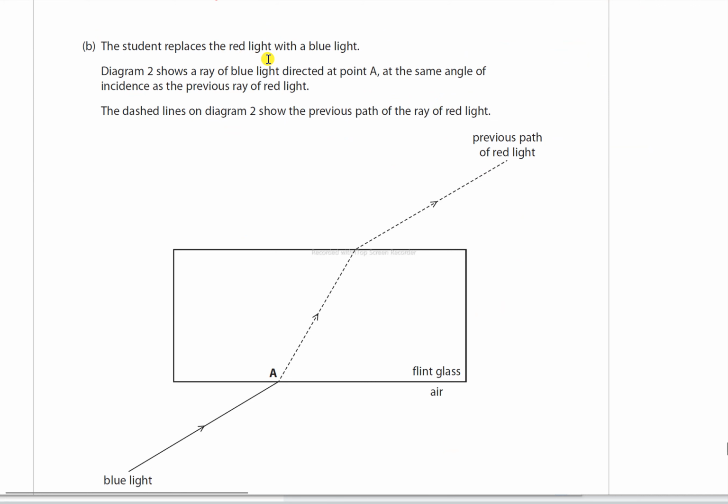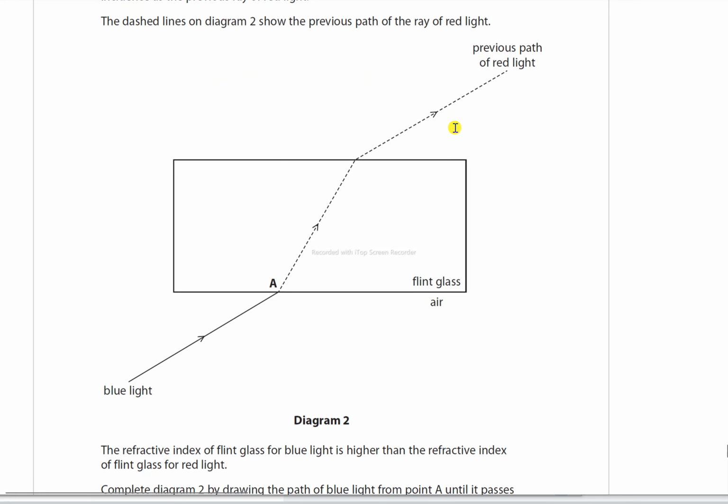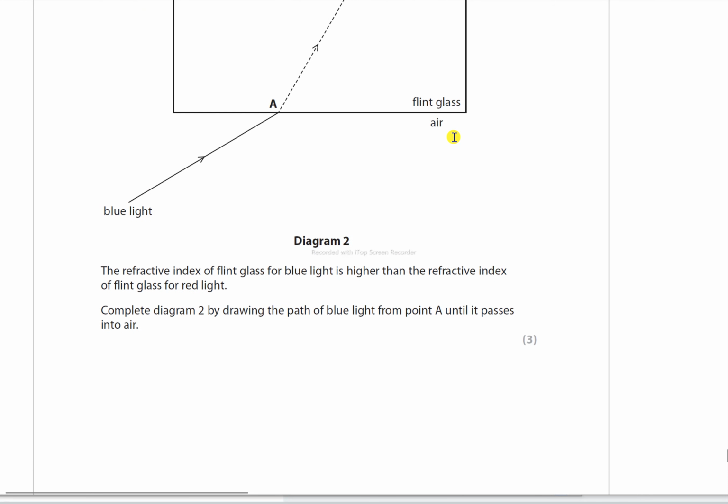The student replaces the red light with the blue light. Diagram 2 shows a ray of blue light directed at point A at the same angle of incidence as the previous ray of red light. The dashed lines show the previous path. How many marks is that? 3 marks. The refractive index is higher than the refractive index for the red light.